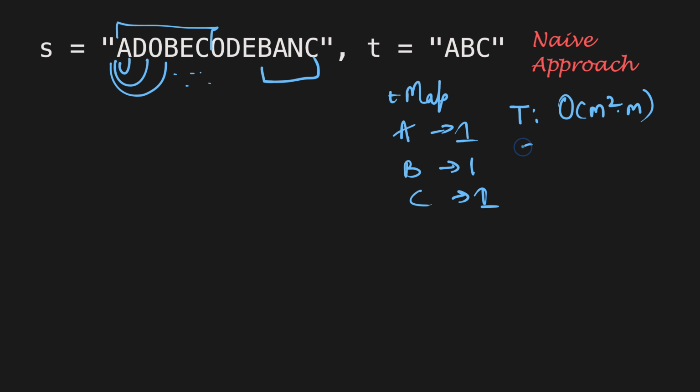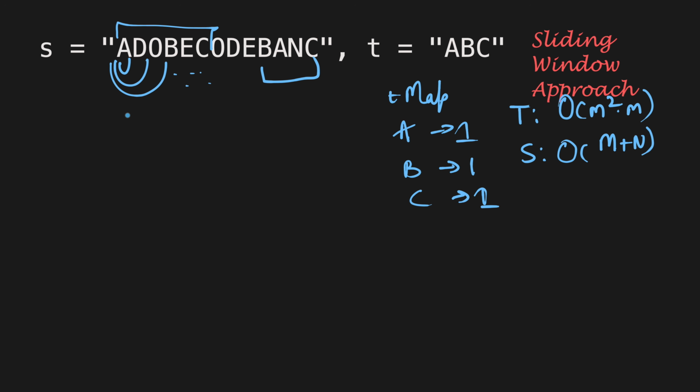And the space complexity will be O of capital M plus capital N, where these letters denote the unique number of characters in the input string S and the target string T, since we need to build the frequency map on the substrings and the target string T. So the brute force approach works, but it's incredibly inefficient.